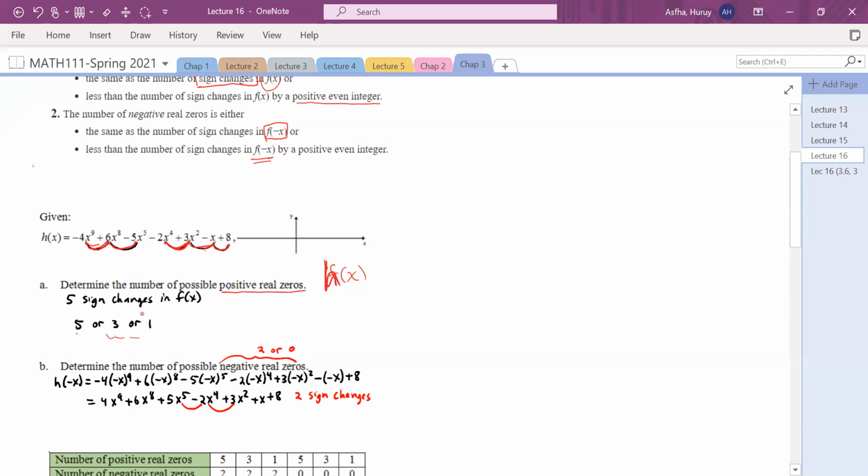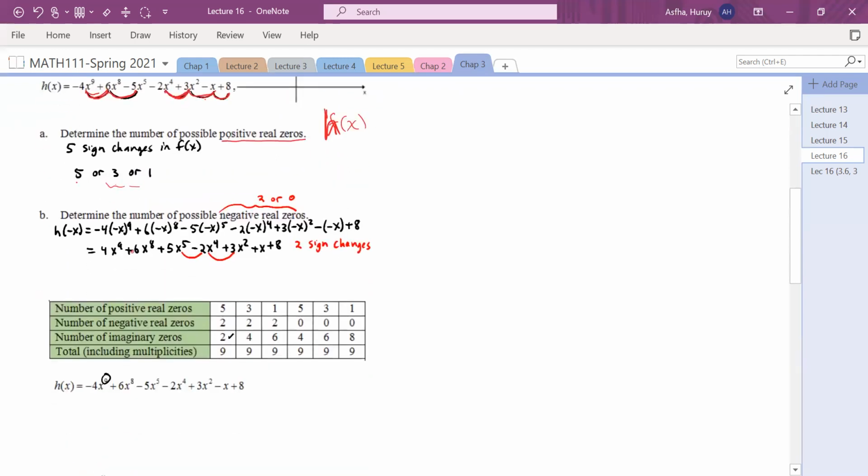And these two came from this statement, okay? Because it's less than the number of sign changes in f of x by a positive even integer. That's another possibility. So it's either 5 or 3 or 1.